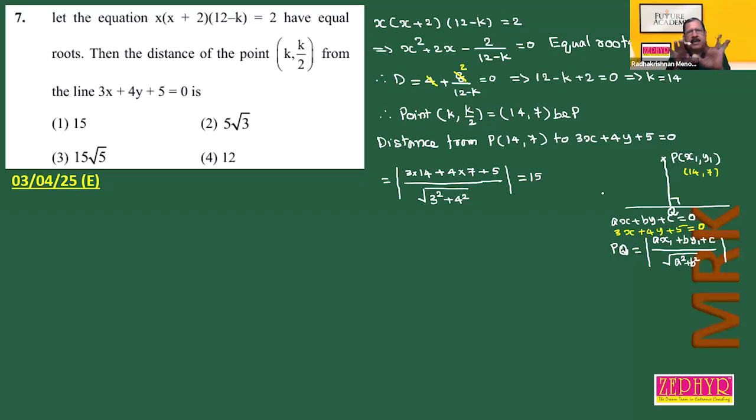So two concepts have come together, which are the concept from quadratic equation and afterwards the concept of distance from a point to a straight line. That is coming in chapter 10, I think. Straight lines. Okay. Question is a very simple question.